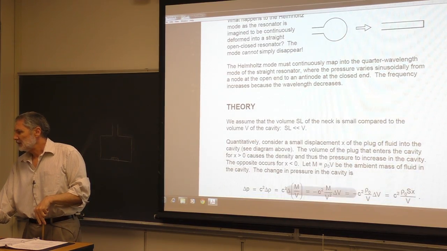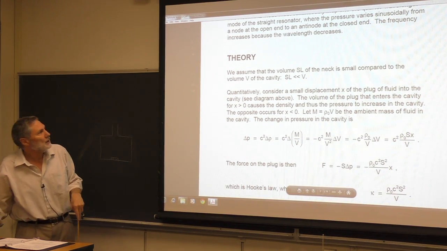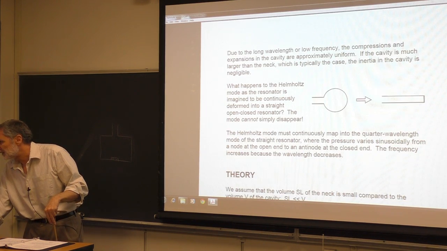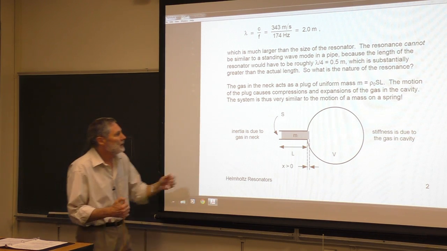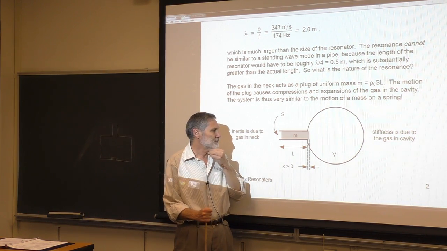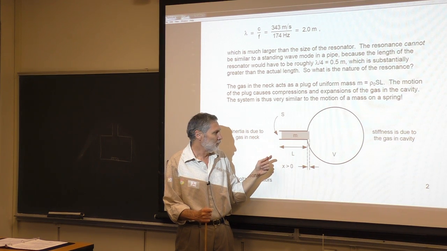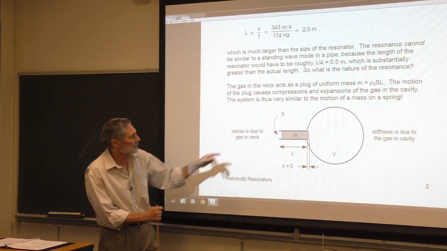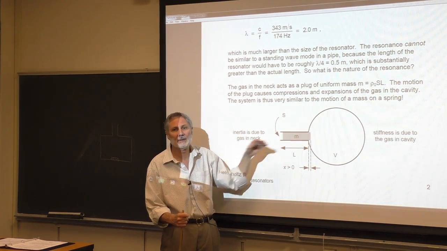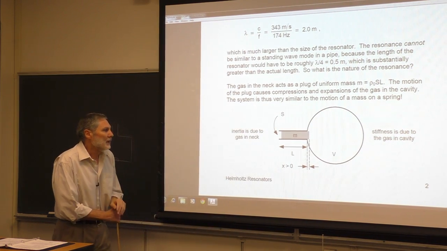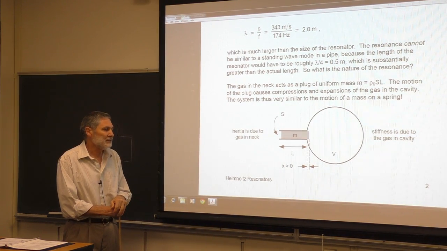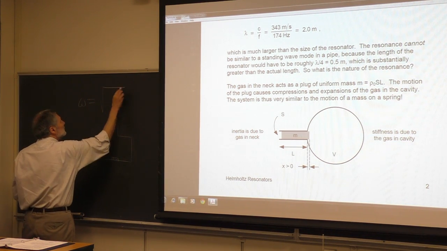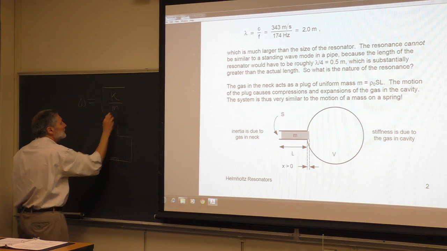Okay, so how do we do the theory? We've already set it up here in this diagram. If we know the inertia here, it's this mass. We can calculate that. It's just the cross-sectional area, S, times the length, times the density. What about the stiffness? If we know the stiffness, then we know what the frequency is going to be. It's just going to be the square root of the stiffness divided by the mass.